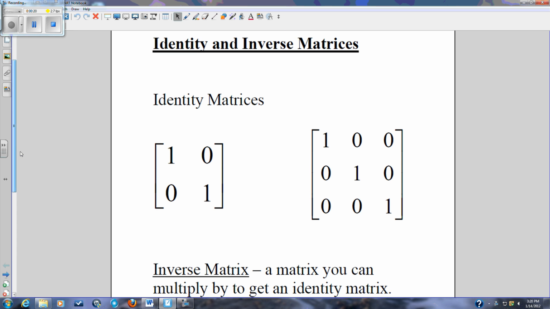I have some examples. If you notice on a 2 by 2 identity matrix, the diagonal that runs from left to right downward is made up of ones, and the diagonal running from left to right upward is made up of zeros. Next to it, I have a 3 by 3 matrix. We have the same thing. The diagonal running from left to right downward is made up of ones, and everything else is made up of zeros. So those are identity matrices.